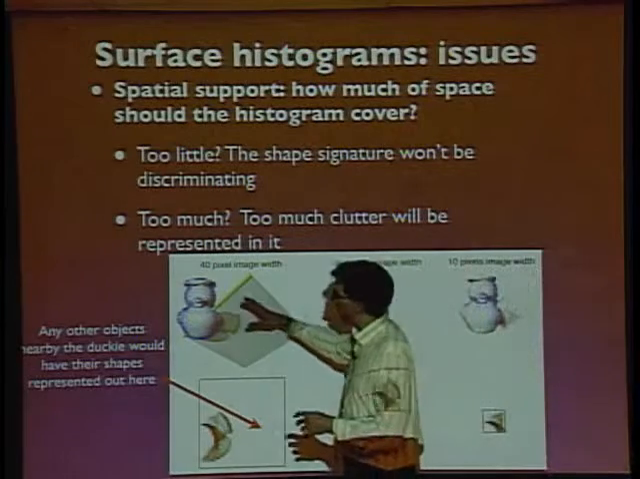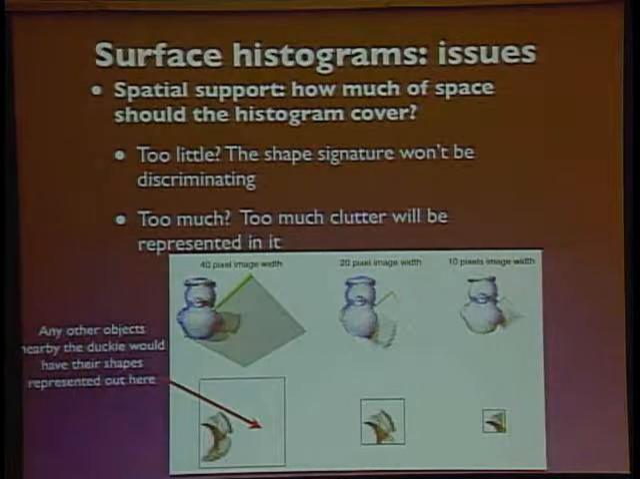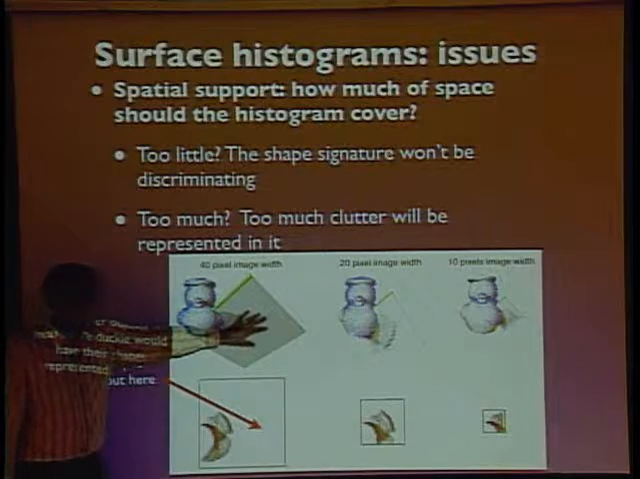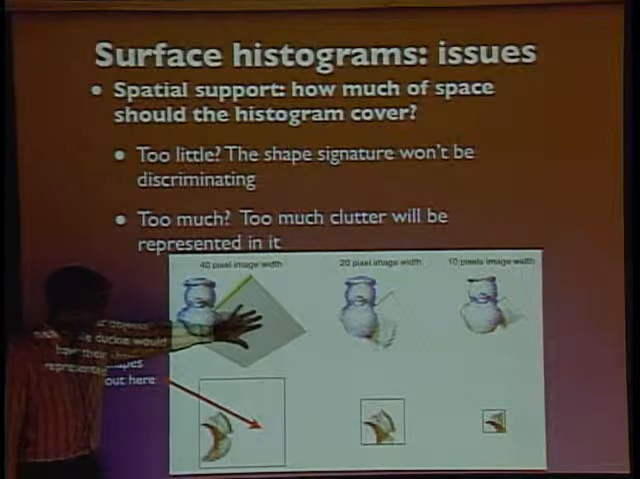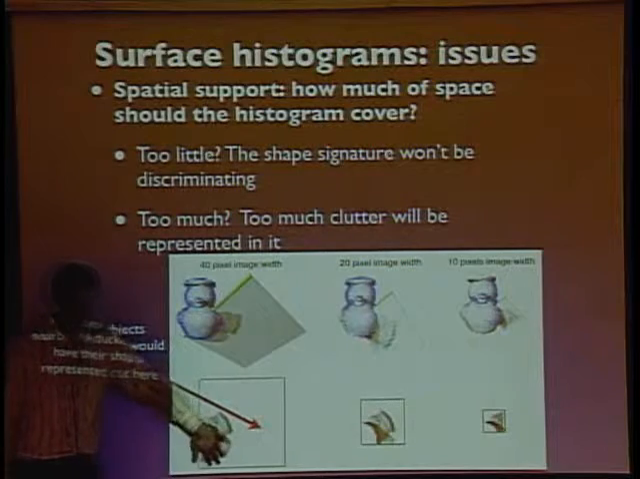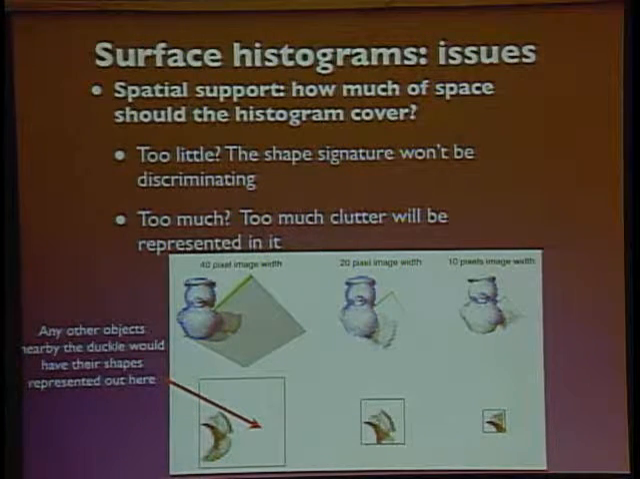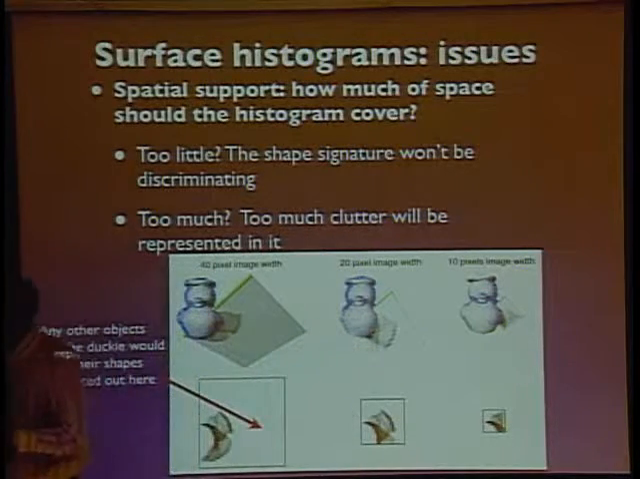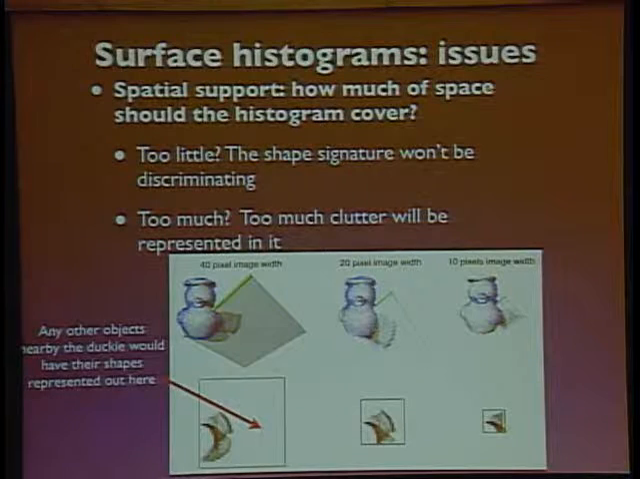Meanwhile, if you cover too much of space, then clutter can insert itself into your shape histogram. And in particular, if your object is sitting next to a pelvis over here, then a lot of your shape signature is going to be made up of pelvis points as opposed to rubber ducky points. So as engineers, we try to hit the sweet spot of including enough shape information that we have a high probability of getting a distinctive shape signature, while at the same time not making them so big that we include lots of clutter into every shape representation.